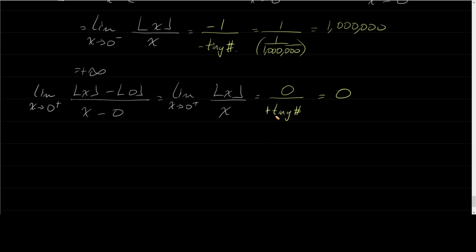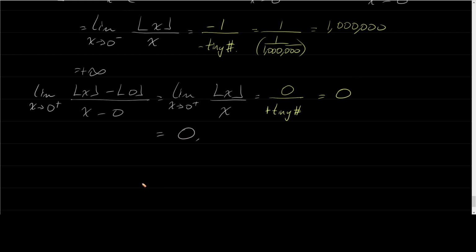So positive tiny number. But either way, the idea still stands: 0 over a small number is just 0. 0 divided by any number with the exception of 0, right? We can't divide 0 by 0. But 0 divided by any other number just goes to 0. So what we can say here is that this limit actually goes to 0.